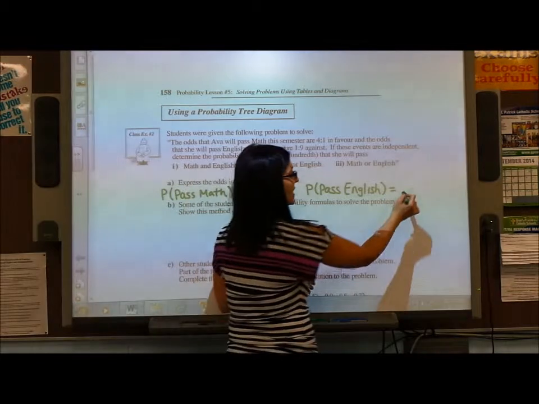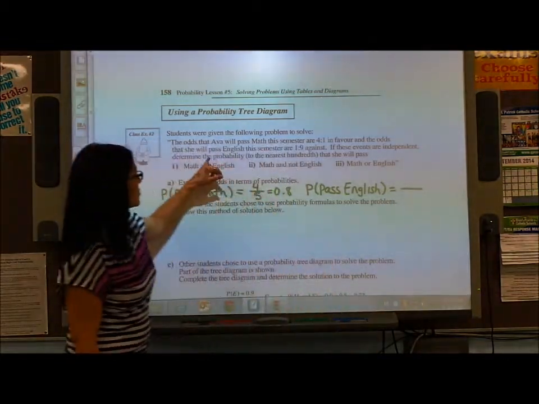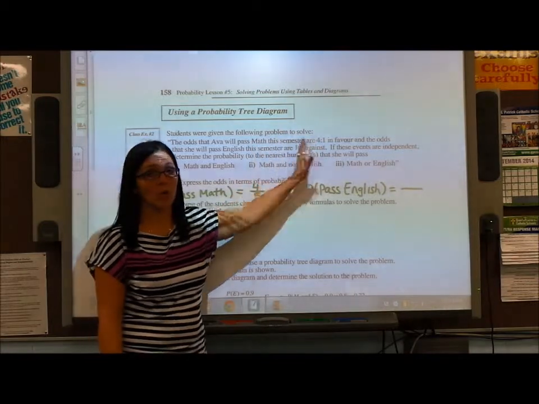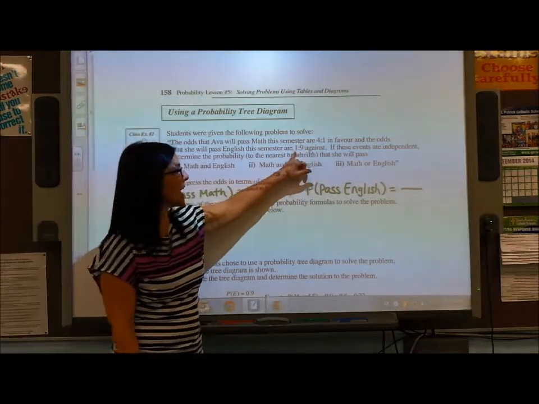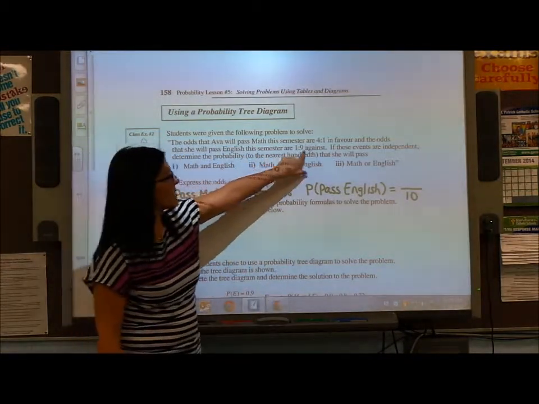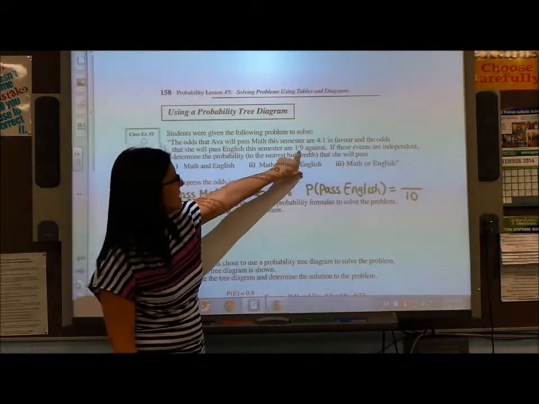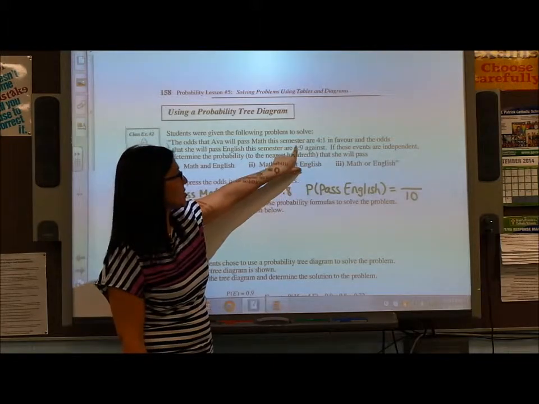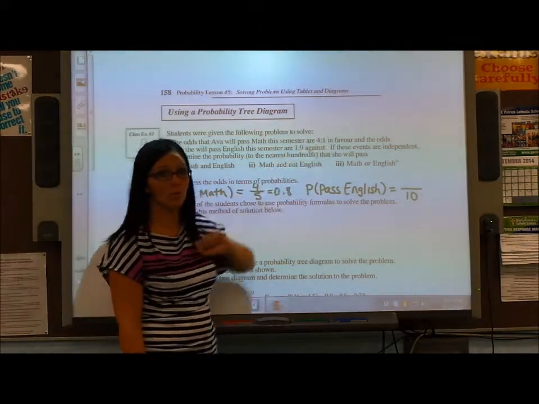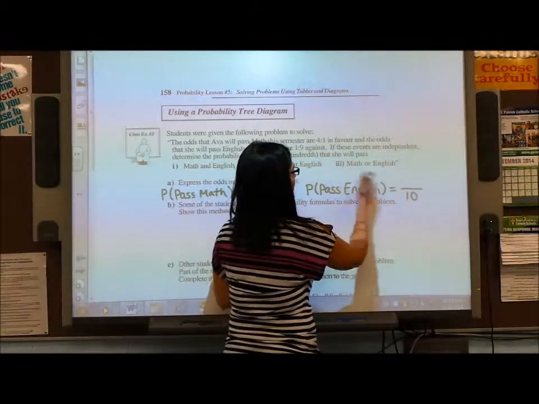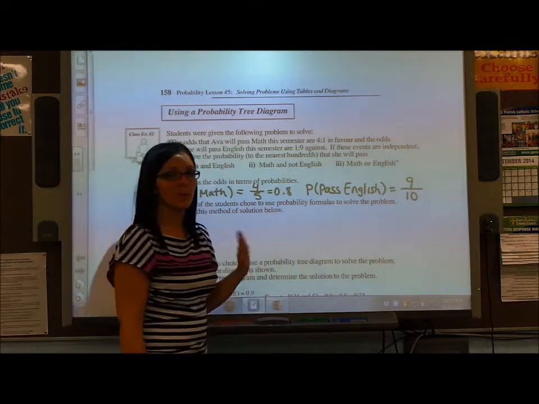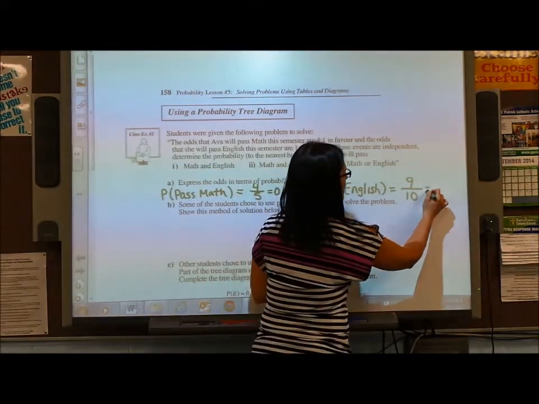Again, probability is out of the total. So when it's odds for or odds against, it's a part-to-part ratio. So if I add them together, I get the total. This ratio is 1-9 against, meaning that there's 1 chance against her passing English and 9 chances for her passing English. So the probability that she will pass English would be 9 out of 10, or 0.9.